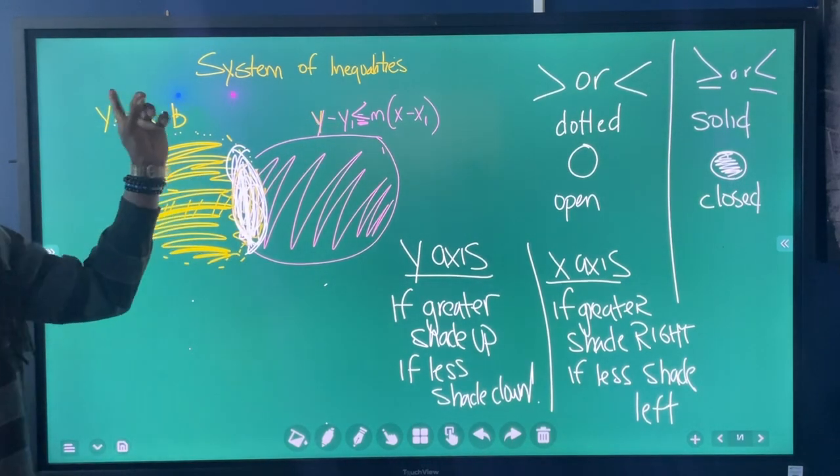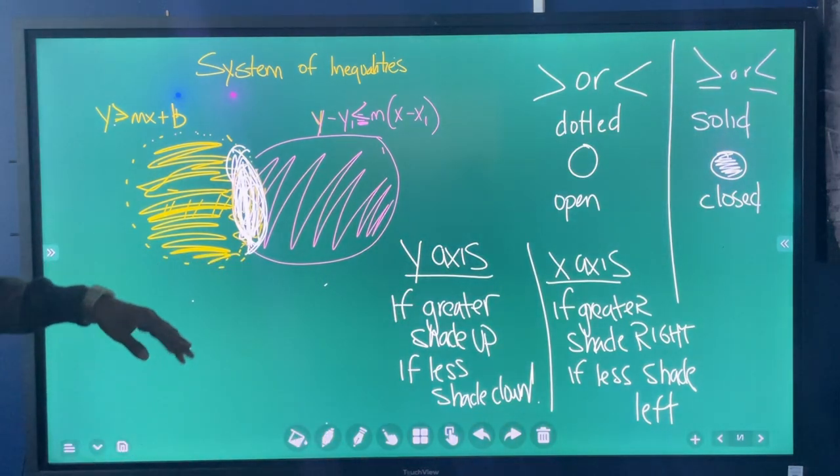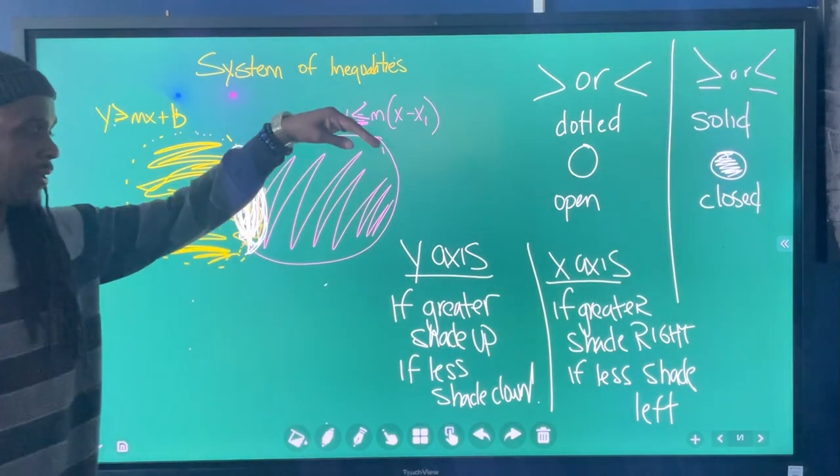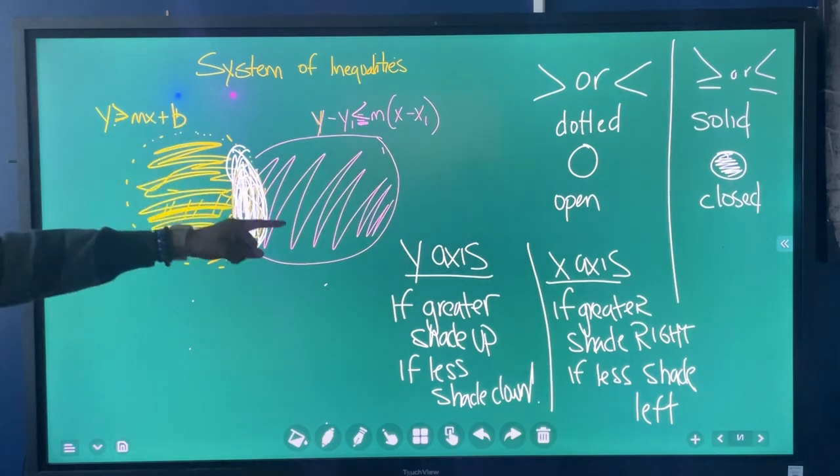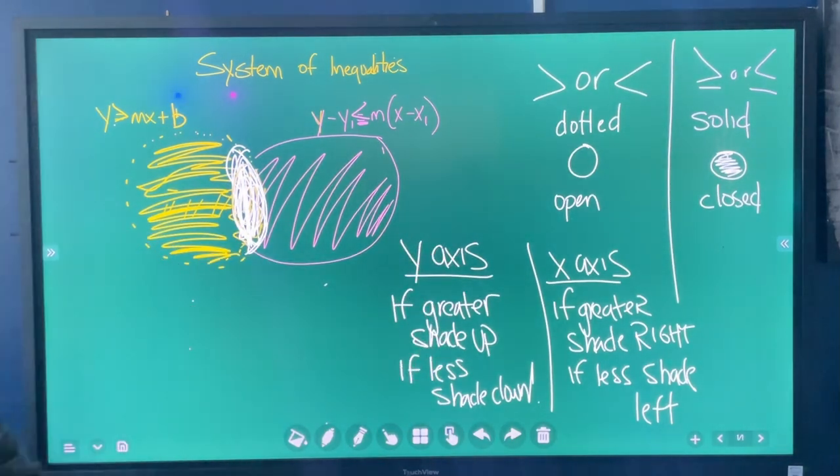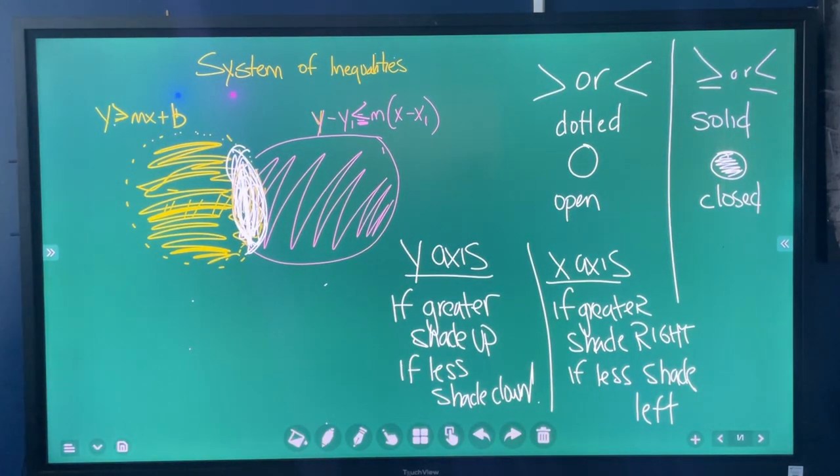Don't forget, when we go to graphing, if it's the y-axis and it's greater than, you shade up. If it's the y-axis and it's less than, you shade down. For the x-axis, we shade to the right for greater numbers and to the left for less than numbers.